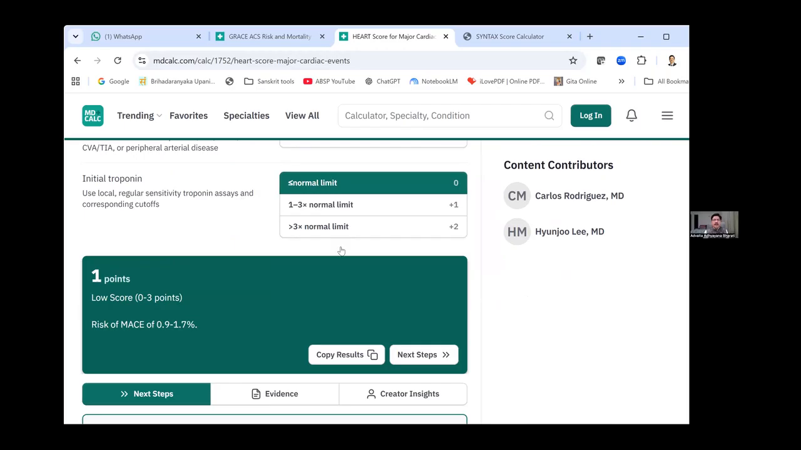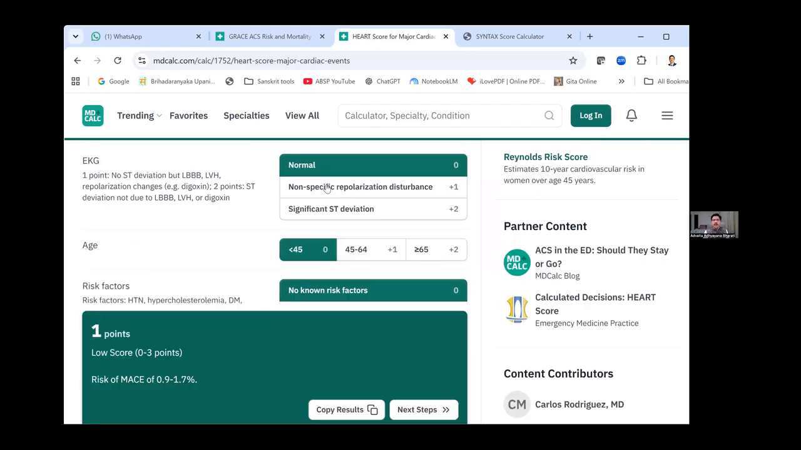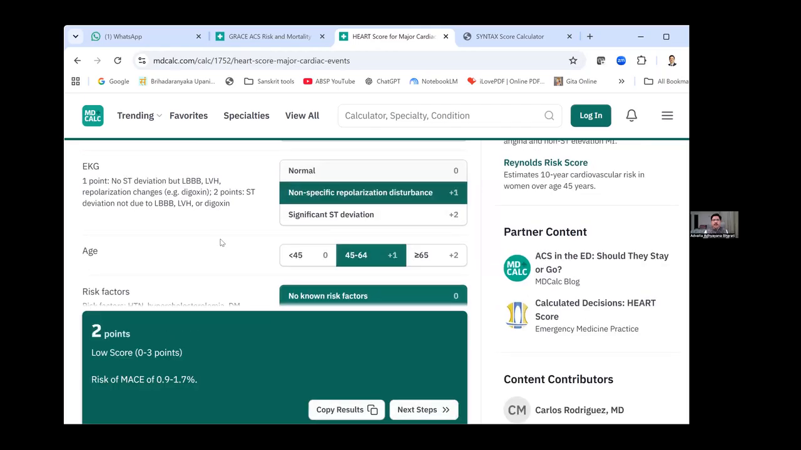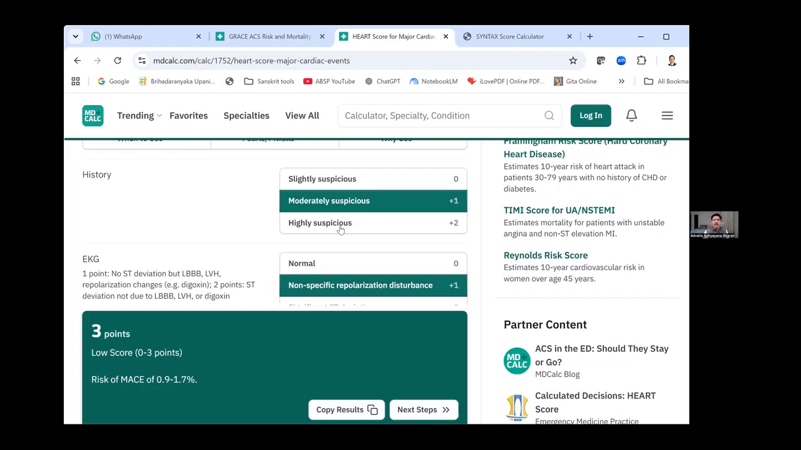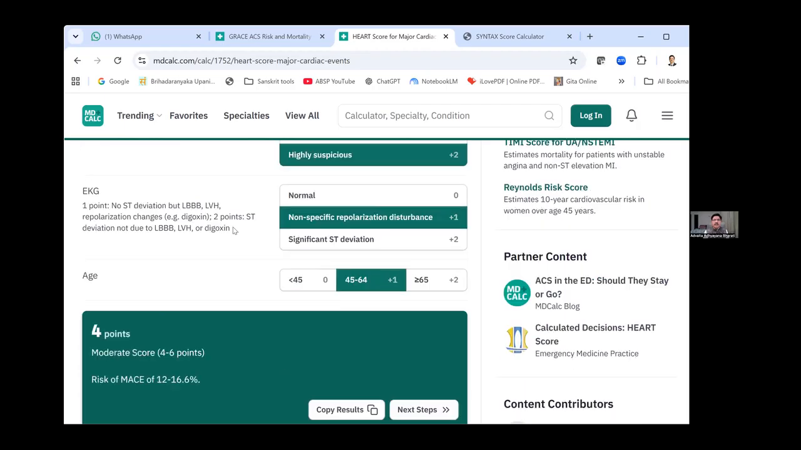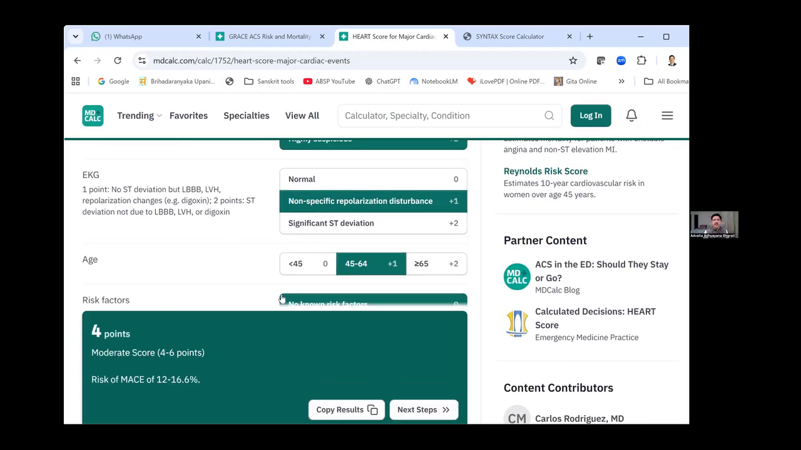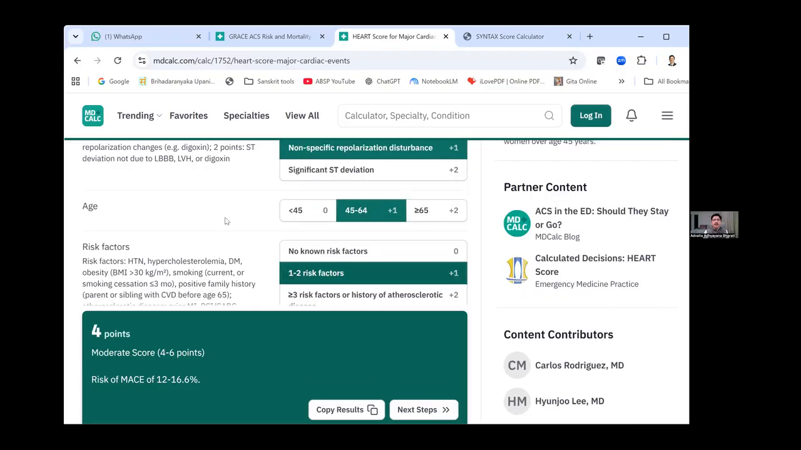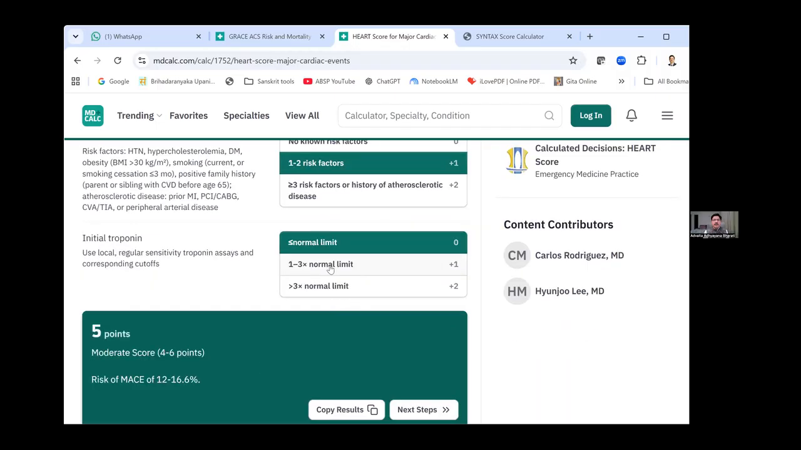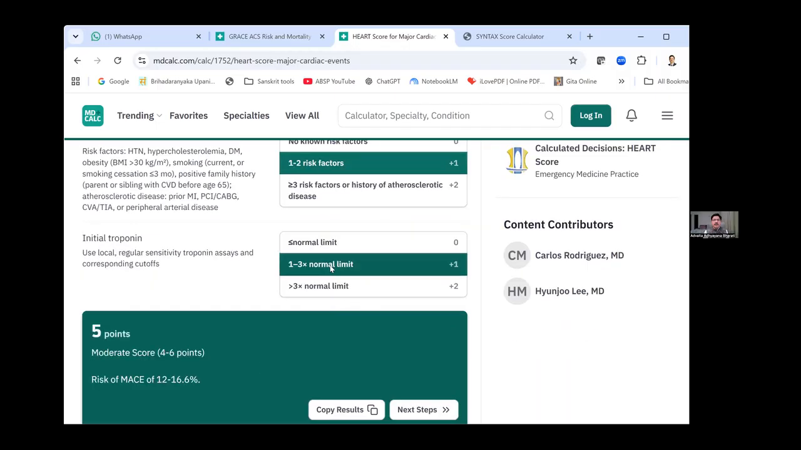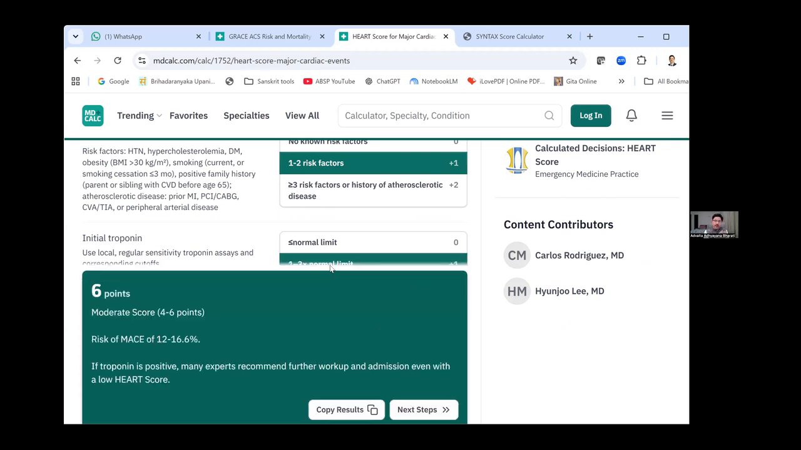Versus another patient who is 45 to 64, who has non-specific repolarization changes, a highly suspicious history, and 1 to 2 risk factors, and let's say he has troponin 3 times the upper normal limit, then his score is 6. He must be admitted and evaluated. I showed you the less than 3, up to 6, more than 7. All the 3. So depending on that, you have to triage the patient.